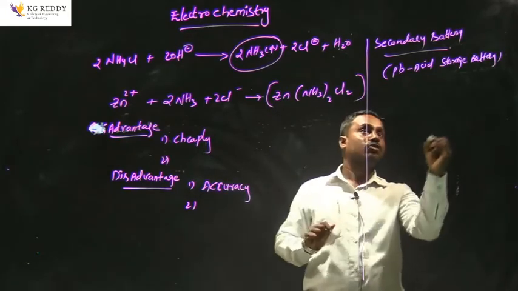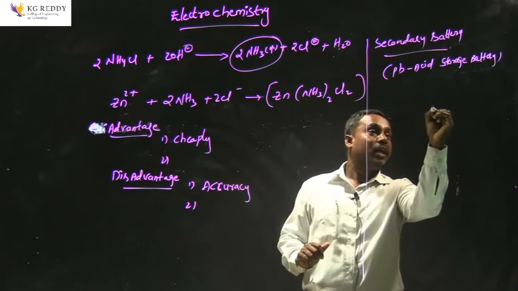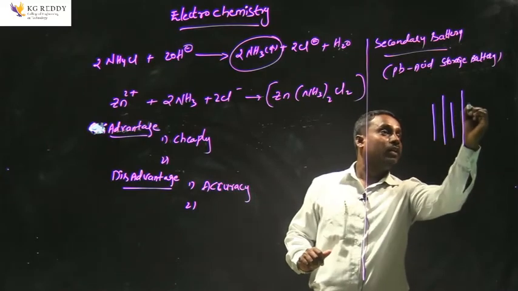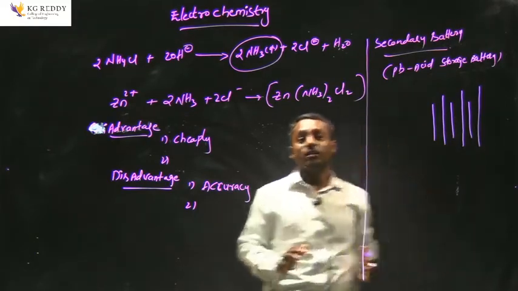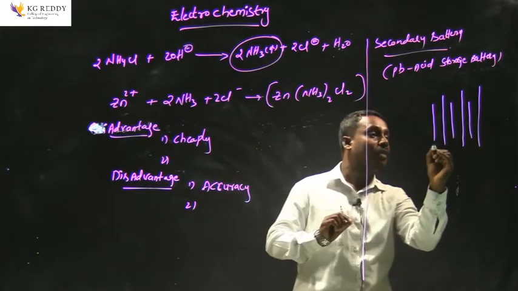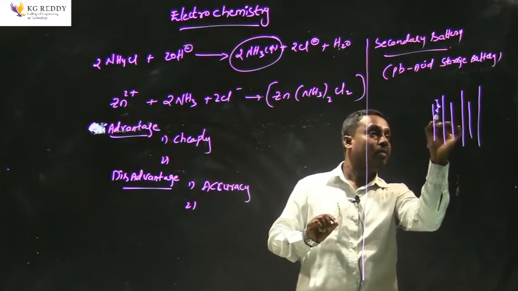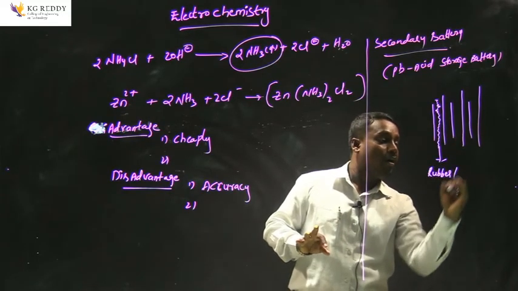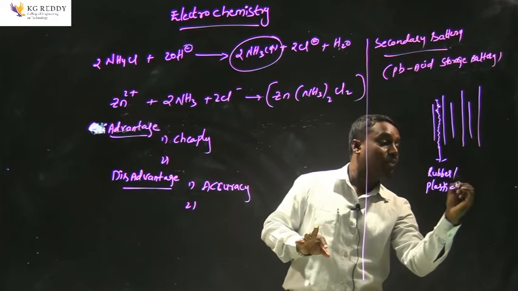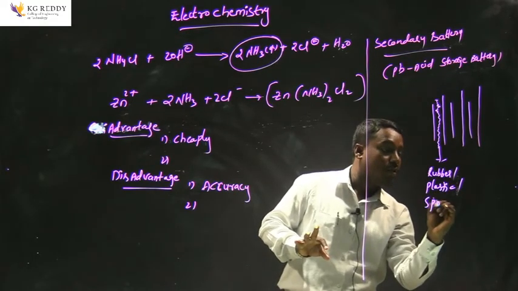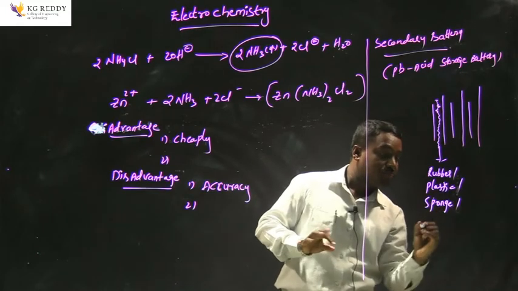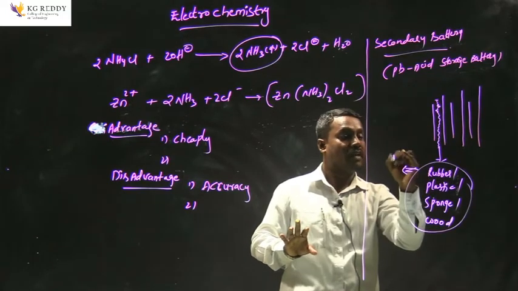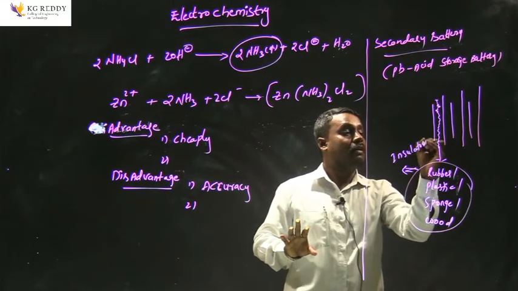The construction of the lead acid battery is as follows: lead plates and lead dioxide plates, alternating, all arranged in a parallel manner. Between the lead plates and lead dioxide plates, we keep a material, which may be rubber, plastic, sponge, or wood. These act as an insulator. So this is the construction.